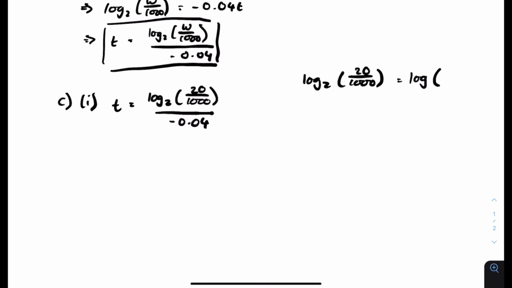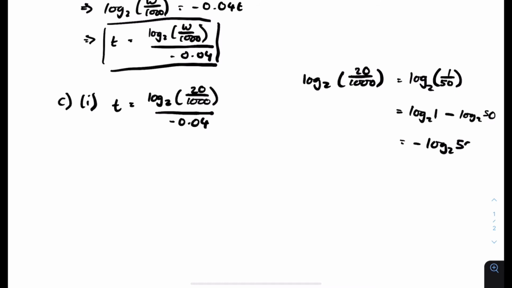is 1 over 50. So that's just log base 2 of 1 over 50, which is equal to log base 2 of 1 minus log base 2 of 50. Log base 2 of 1 is actually just 0, so we just have negative log base 2 of 50. Now, log base 2 of 50 is just log 50 over log 2. So let's write log 50 divided by log 2.